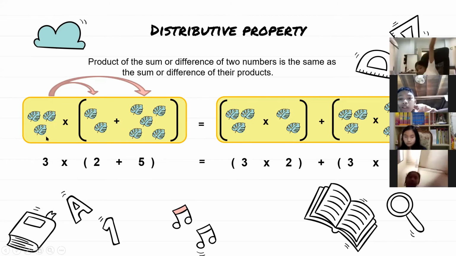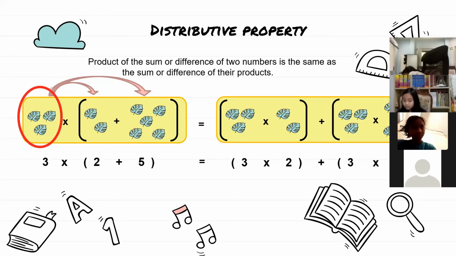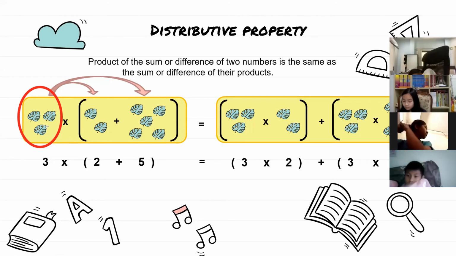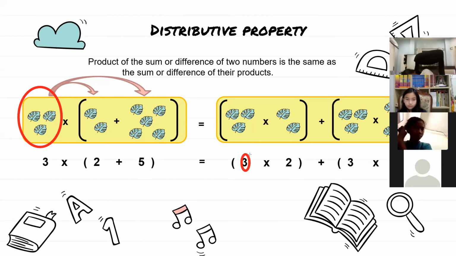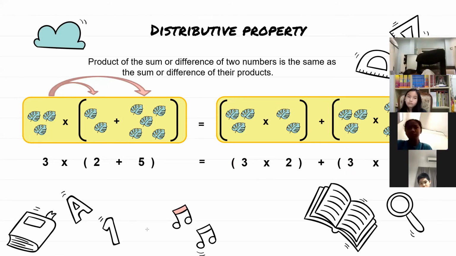So our first number here is 3. Can you see it? So we have to distribute. So it will be 3 times 2. So there is 3 here. 3 times 2 plus 3 times 5. So we distribute the number 3. Okay. Let's go on with other examples.